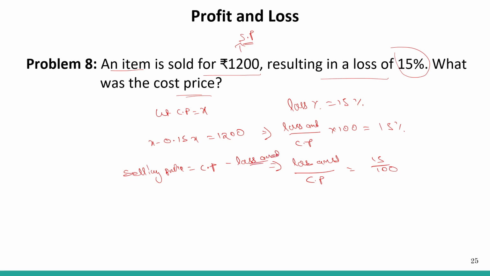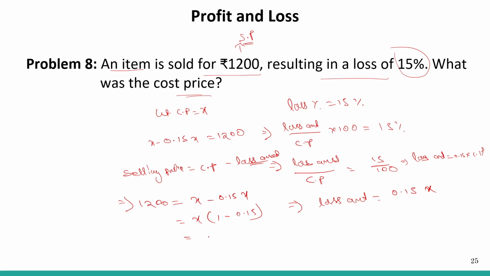Okay. So loss amount is what? This much into CP. So this implies that loss amount is equal to what? So loss amount is equal to, so this will be what? 0.15, right? 0.15. So CP is equal to what? X. So multiplying here. So this implies that loss amount is equal to 0.15 into CP. Okay. So since we have assumed CP as X, so this will be the loss amount. So selling price is equal to this. So this implies that 1200 is actually equal to X minus 0.15x. So this is equal to X into 1 minus 0.15.